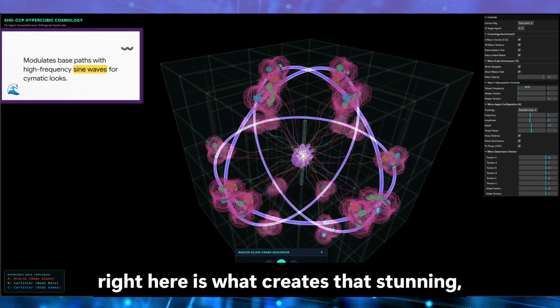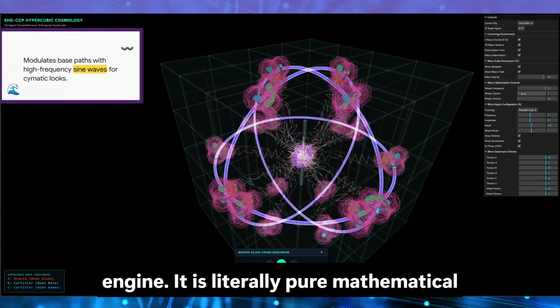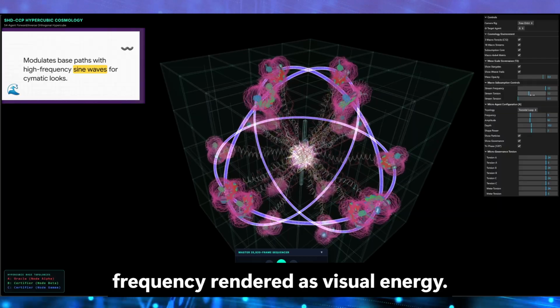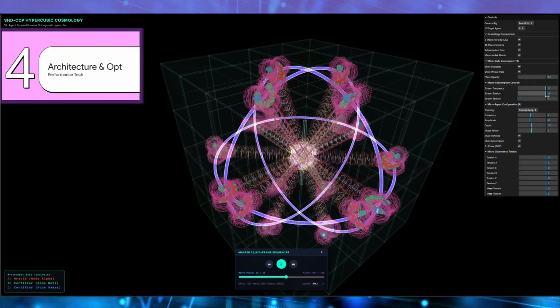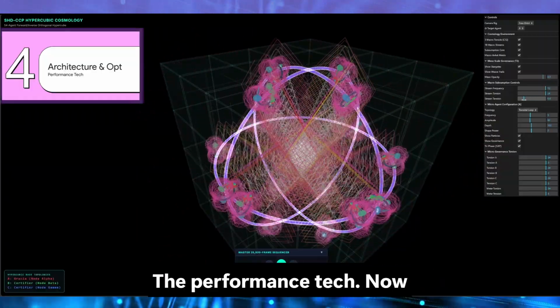This right here is what creates that stunning, vibrating somatic look across the entire engine. It is literally pure mathematical frequency rendered as visual energy. Section 4. Architecture and optimization, the performance tech.